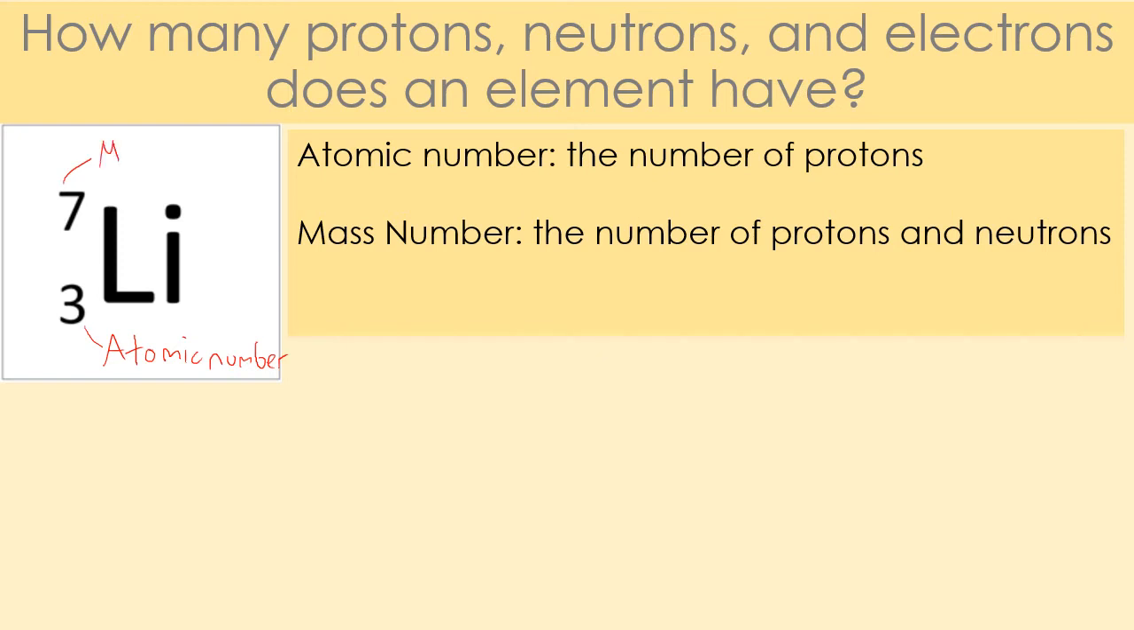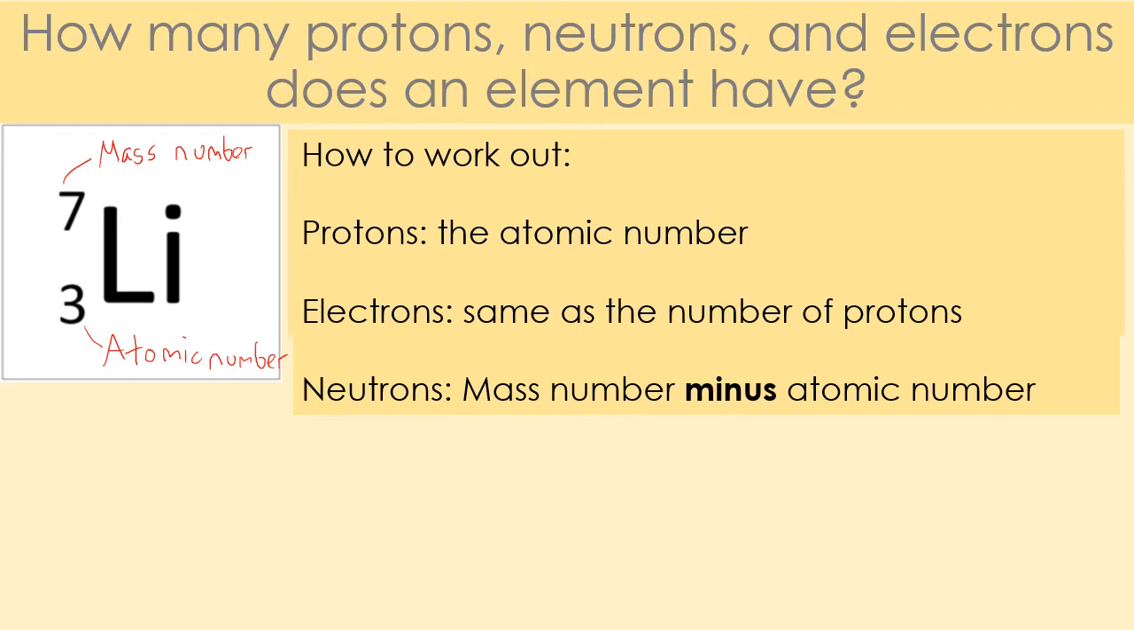And our one at the top, the larger number, is the mass number, and that tells us the number of protons and neutrons. It also tells us how heavy it is compared to carbon-12. So we always compare it to carbon-12, another element. You can see how heavy it is in relation to that.